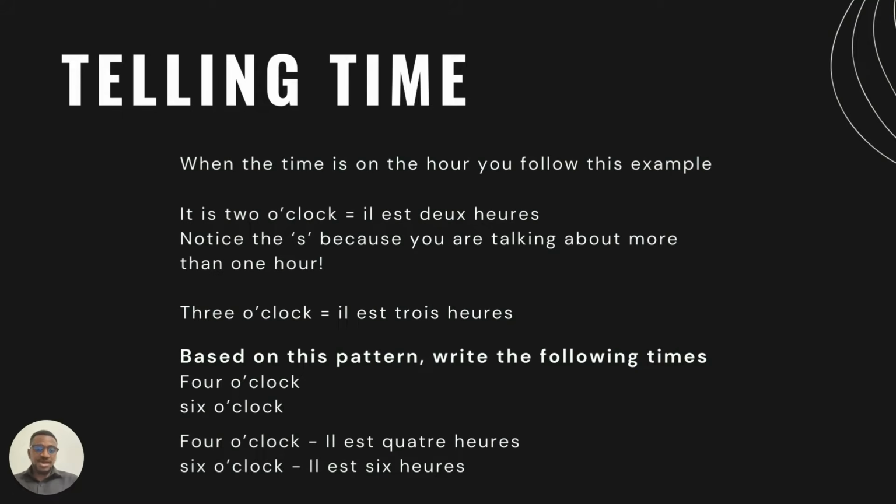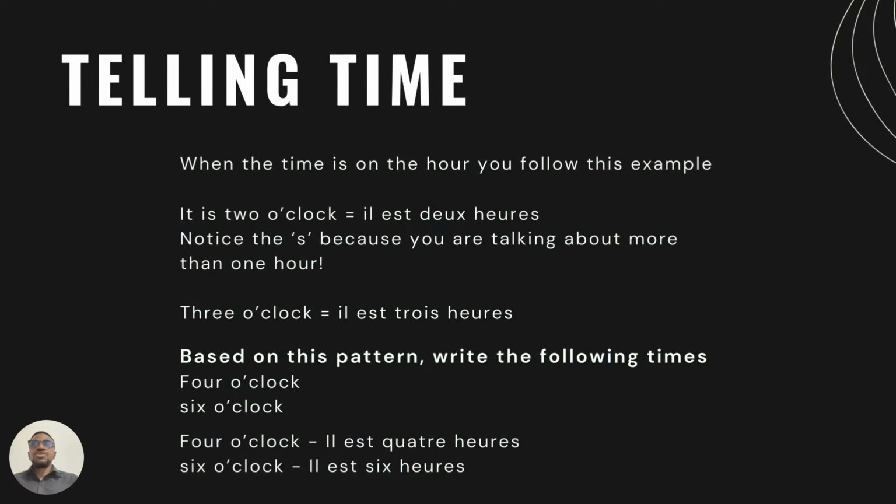So when the time is on the hour, you then follow this example. For it is 2 o'clock, il est 2 heures. And notice the s is now there because now we have 2, no longer 1. And then for 3 o'clock, we say il est 3 heures. So basing it on the same pattern again, you can try to write the following times. We have 4 o'clock and then 6 o'clock. If you look at the answers at the bottom, you can tell 4 o'clock, il est 4 heures. 6 o'clock, il est 6 heures. Don't forget the il est, because the il est, that's you saying it is, and then the time.